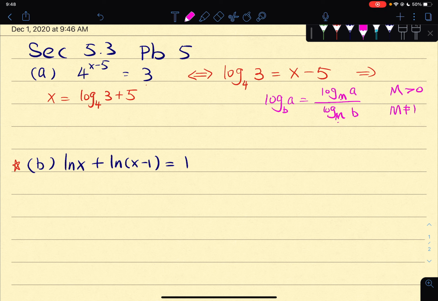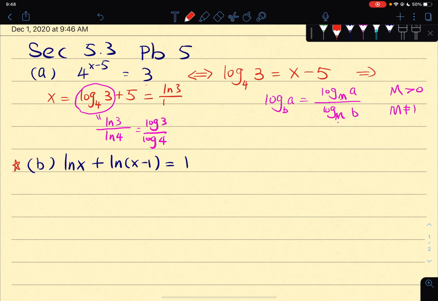Therefore, I can rewrite my problem where log base 4 of 3 is the same as log 3 over log 4, or if you want, log with base 10 of 3 over log base 10 of 4. So if you don't want to do simplification, you could have punched in ln 3 divided by ln 4 plus 5, which would be treated as a correct answer.